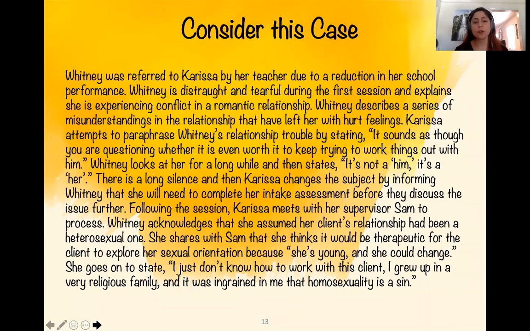Whitney looks at her for a long while and then states, "It's not a him, it's a her." There's a long silence, and then Carissa changes the subject by informing Whitney that she will need to complete her intake assessment before they discuss the issue further. Following the session, Carissa meets with her supervisor, Sam, to process.